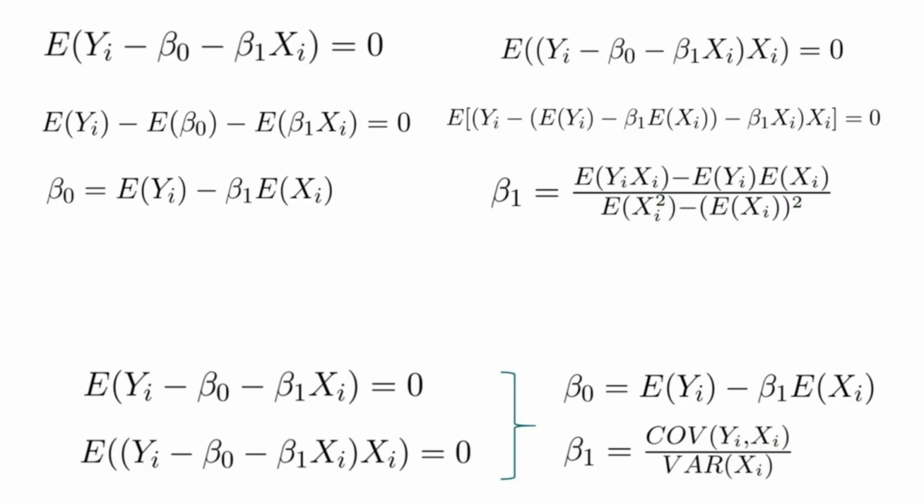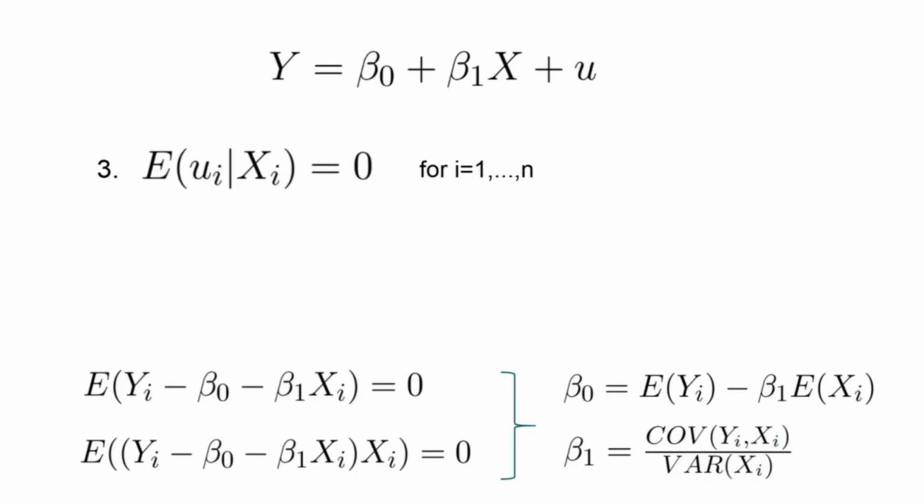From here, you can see that the numerator is the covariance of y and x by definition, and the denominator is the variance of x by definition. In the end, we get the equation that says beta 1 equals the covariance between y and x divided by the variance of x. The main message here is that our third assumption implies that beta 0 and beta 1 are given by these equations, which also happen to be the results that we get by applying the OLS method on the population data.